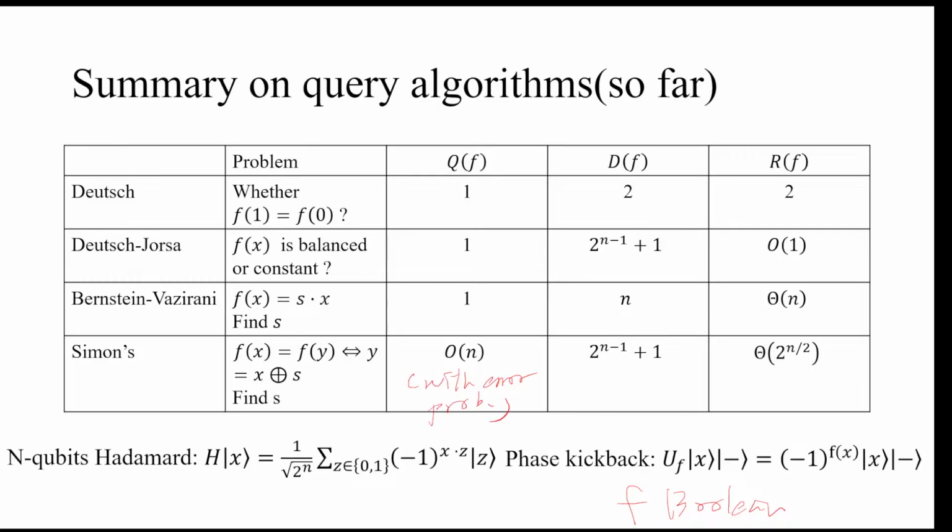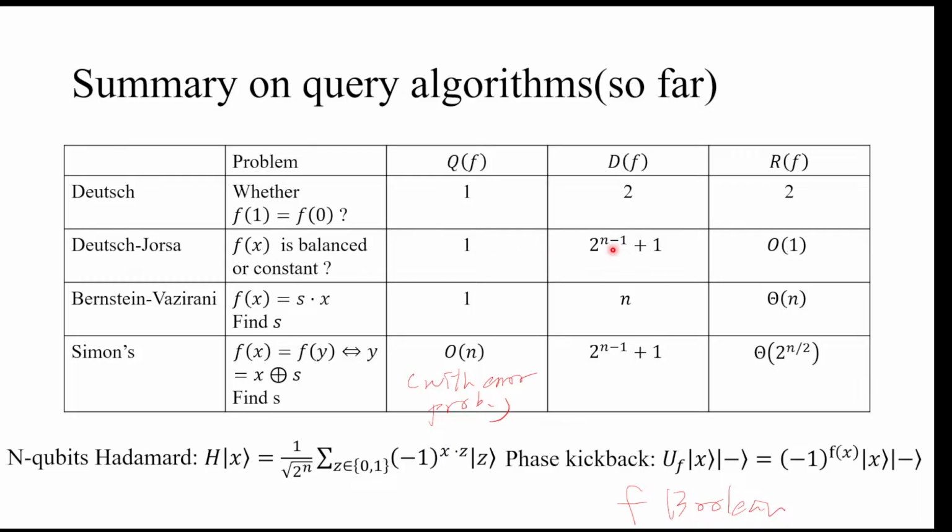For classical, we have a rough distinction between deterministic and randomized algorithms. For Deutsch's algorithm, deterministic needs 2 queries, and randomized also needs about 2 queries. For Deutsch-Jozsa, deterministic needs about 2 to the n minus 1, plus 1, but the randomized algorithm only needs about 1, so there is no separation between this and this, but we have an exponential separation here.